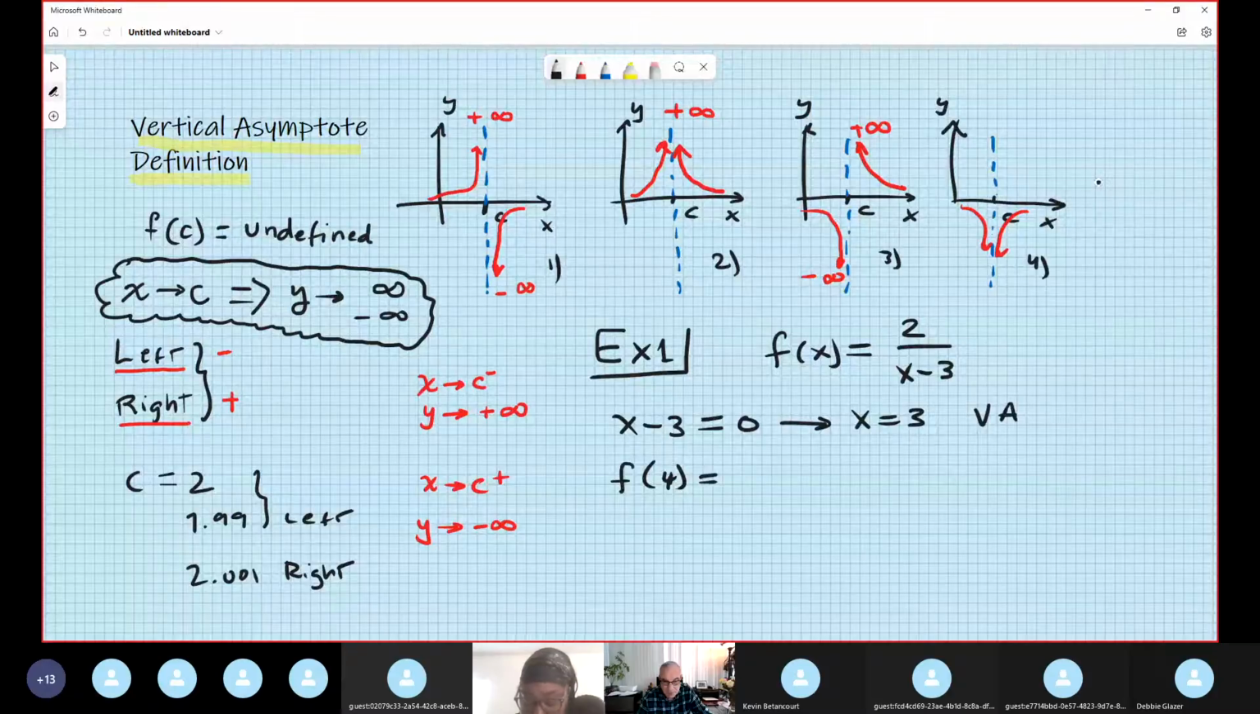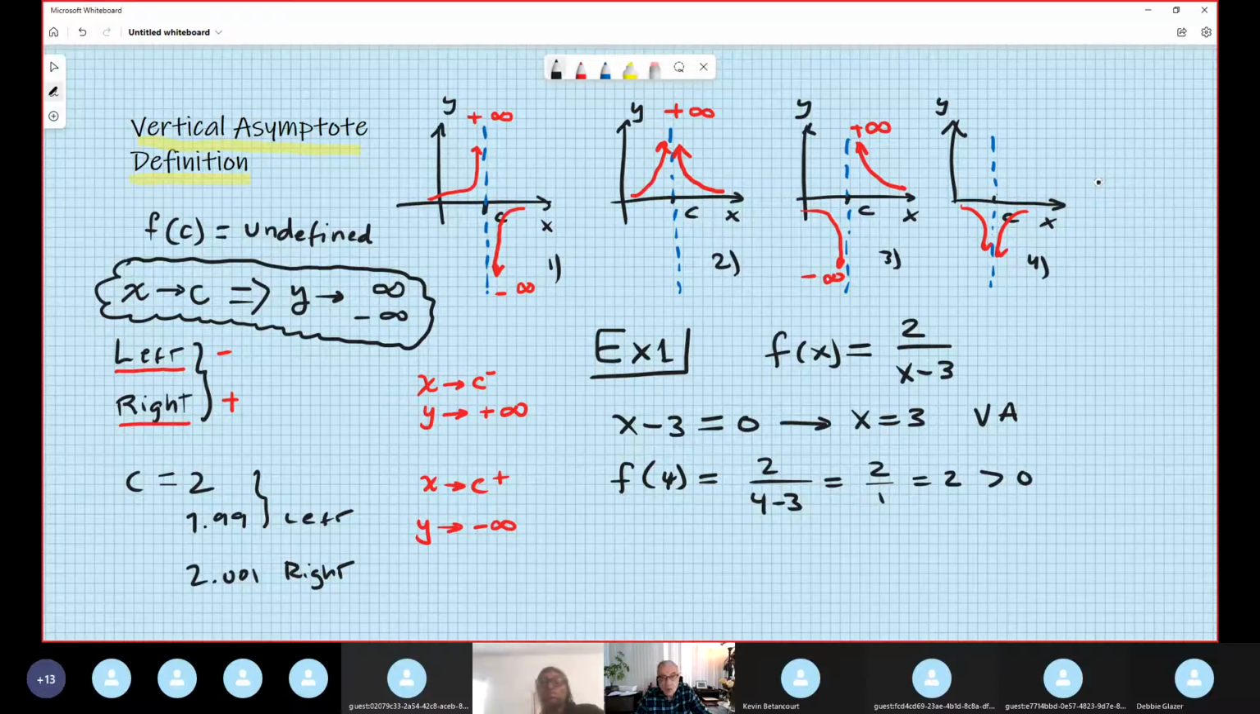I'm plugging in: 2 over 4 minus 3. Oh, 4 minus 3 is 1, and 2 over 1 is just 2. Entonces, this is a positive value. When it's to the right, positive value. Now, when you approach it from the left, I select maybe 2, because 2 is smaller than 3. No? So 2 over 2 minus 3, plugging in 2 in the original equation, is 2 over negative 1, which is negative 2, and negative 2 is negative.